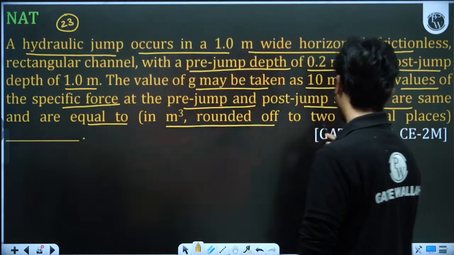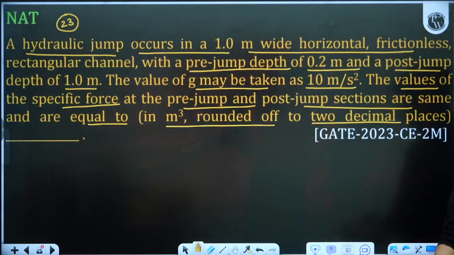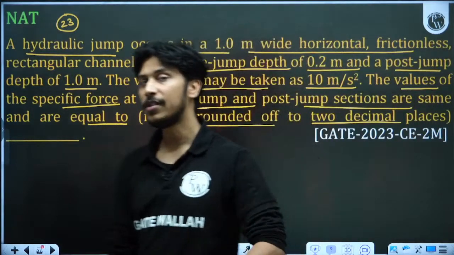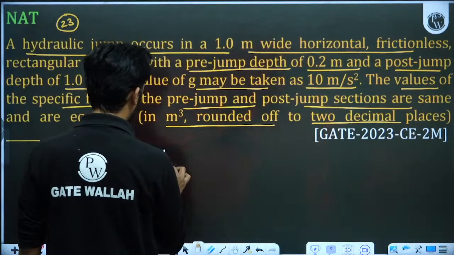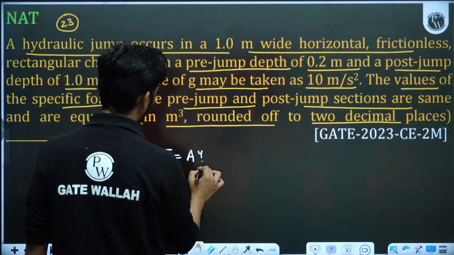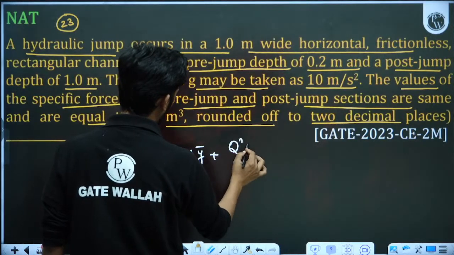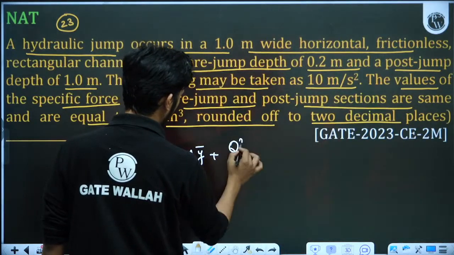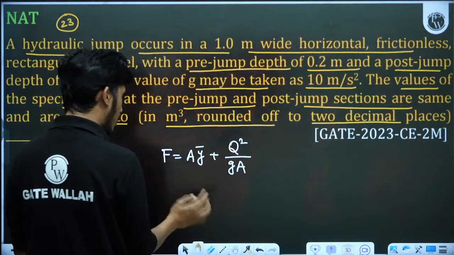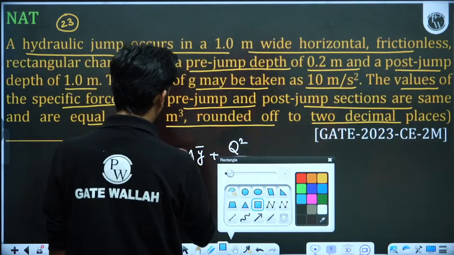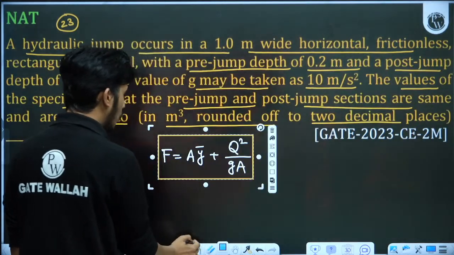So in a hydraulic jump, what happens? The specific energy is not the same, but the specific force is the same at both sections. And what is the formula of specific force? I have given you the formula in the last class: A into y bar plus Q square by gA. You have to calculate this. We know the g value, we will know the area, and we will know the y bar. But how to calculate the discharge?